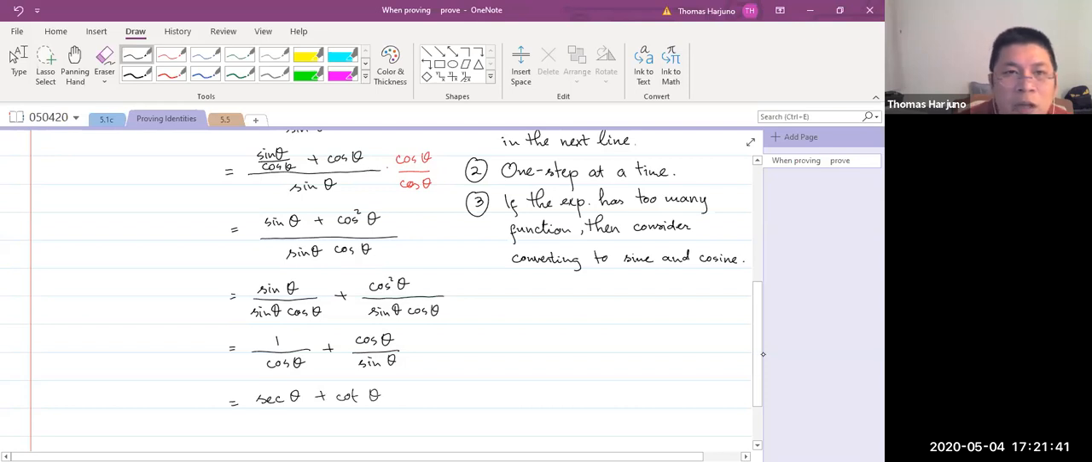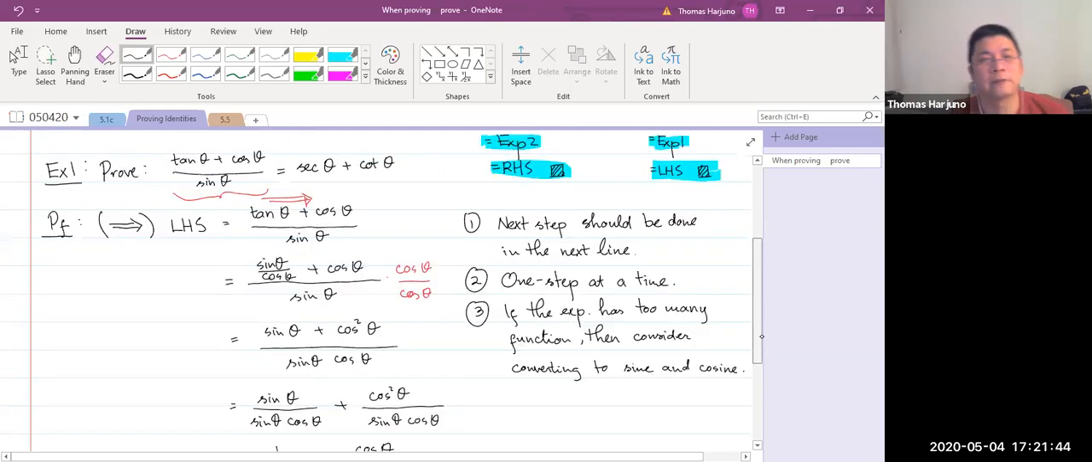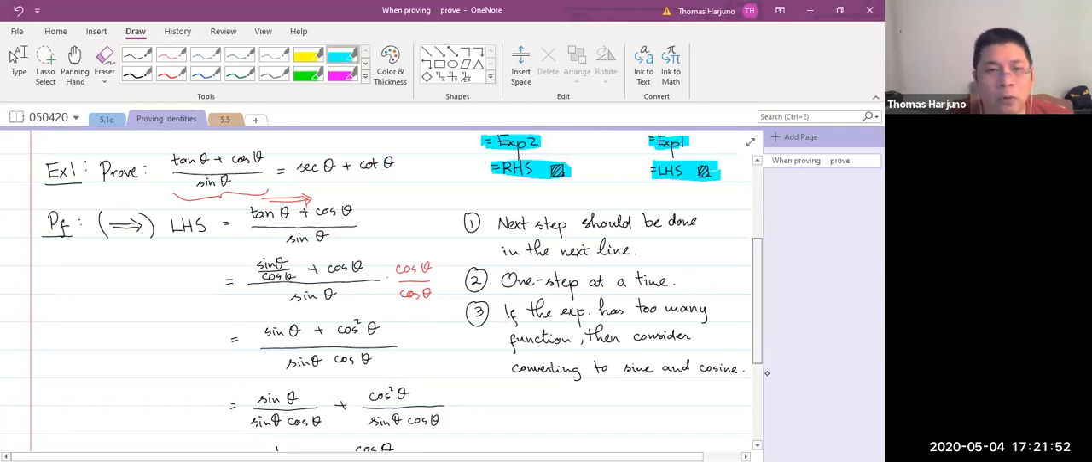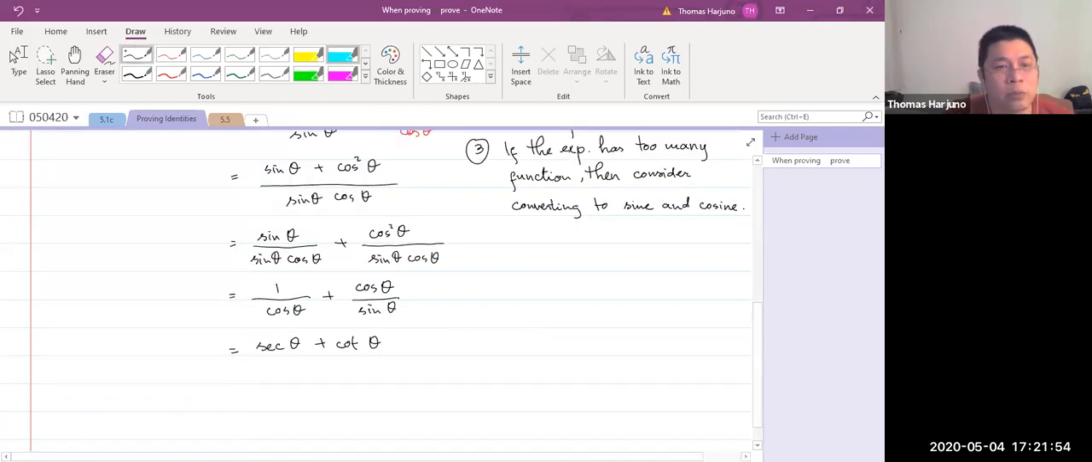Now notice that that's what we need on the right-hand side, right? Therefore, that's already equal to the right-hand side. We write in the next line, the last line, right-hand side equals. Now this notation here means therefore it is shown.